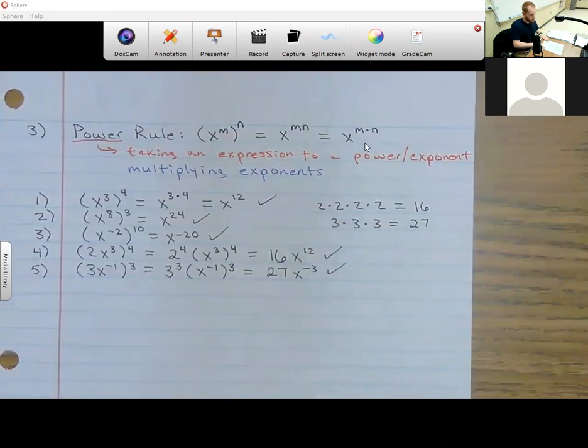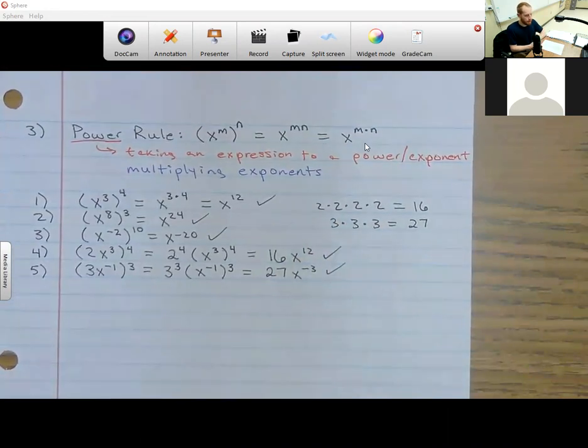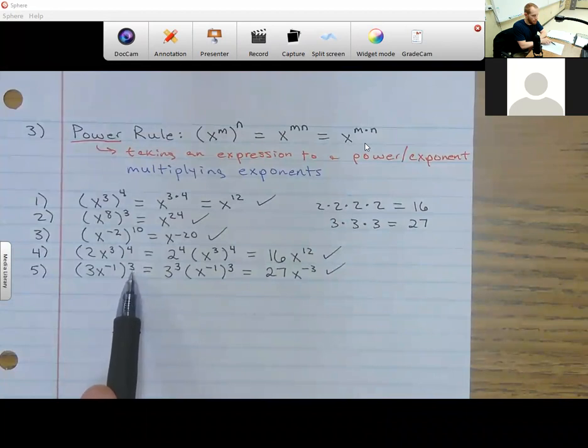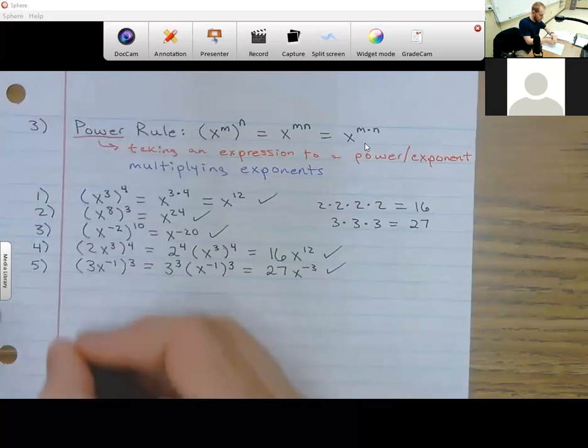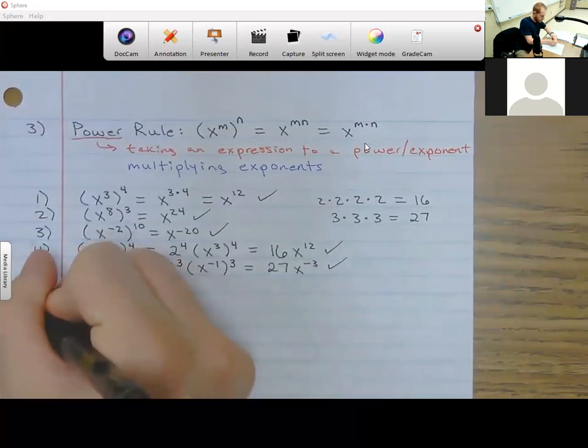And that's the power rule. That's pretty much it. You're raising everything to a power, right? So everything inside the parentheses is being raised to the 3rd power. Over here on this one, everything inside the parentheses is being raised to the 4th power, right? So the 2 is being raised to the 4th power, but the 3 is also being raised to the 3rd power. You've got to understand that the coefficient is doing something different than the exponent. Okay, now we're ready for the 4th rule. And then the 5th, and then we're done.